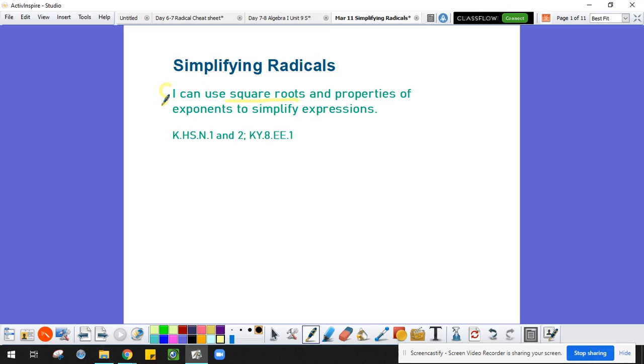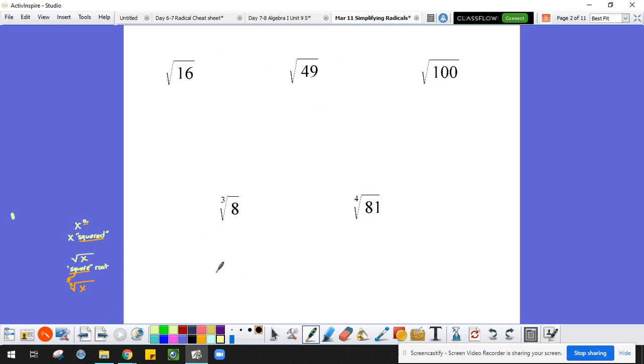This is your learning target. Get that in your notes, and then we'll continue. We're going to start out with some simple square roots that you should probably remember from middle school.